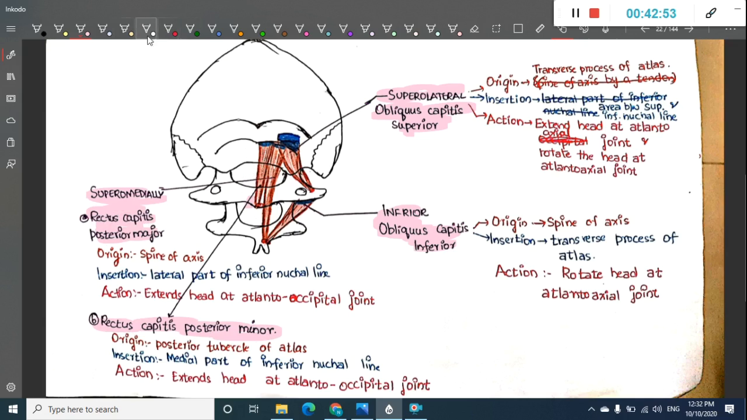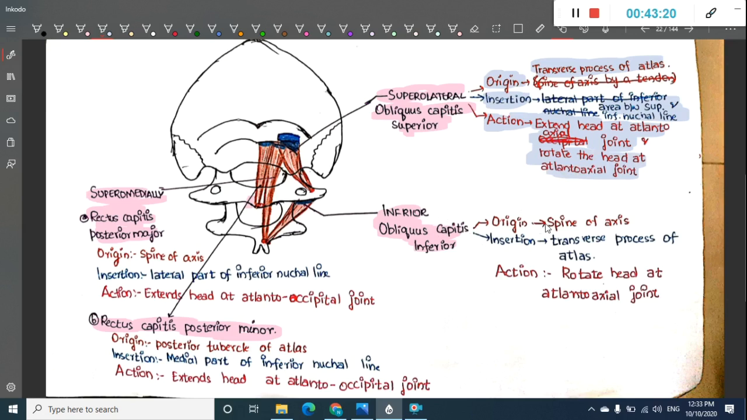So if you see the main origin and insertion, as I have already said, obliquus capitis superior originates from the transverse process of atlas and inserts into the area between the superior and inferior nuchal line. The action of this is to extend the head and rotate the head at the atlantoaxial joint.